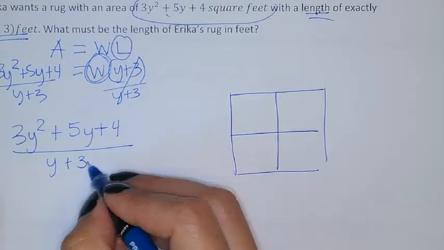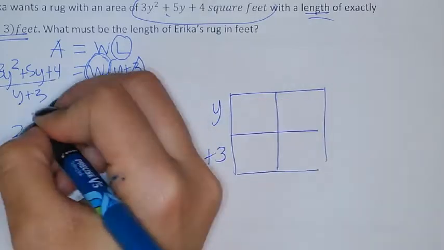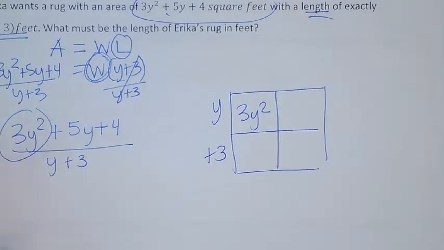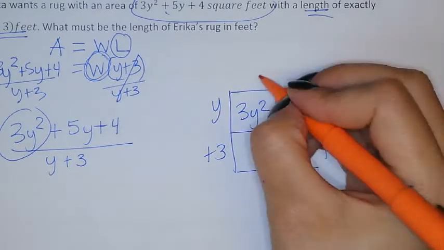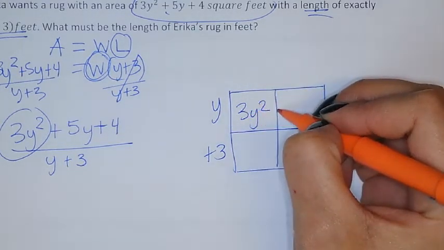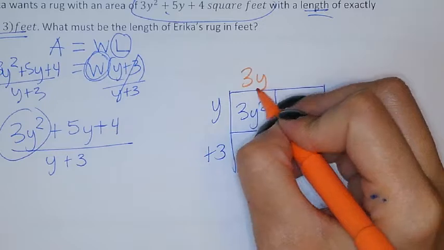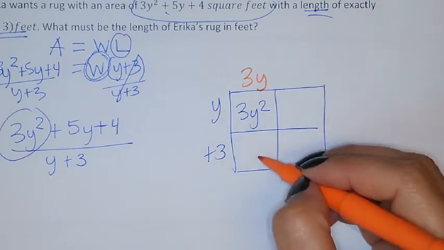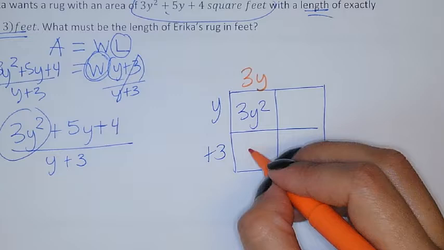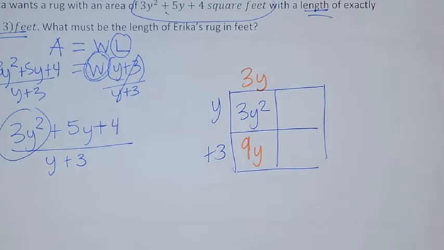This right here I'm going to fill in, and the first term I'm going to fill in. My next step would be this part right here. What goes here? Y times what would give me 3y squared? 3y. Since I know 3y now, I can fill this box in. 3y times 3 would give me 9y. So those would be your first steps.